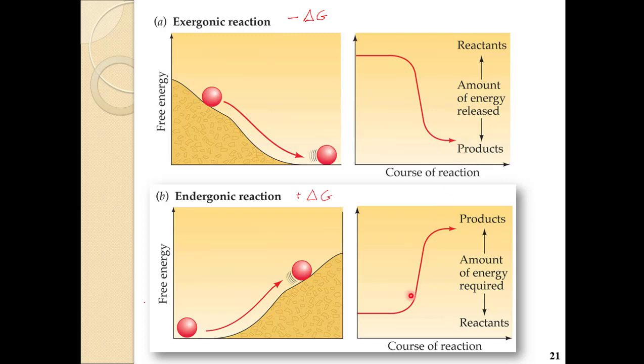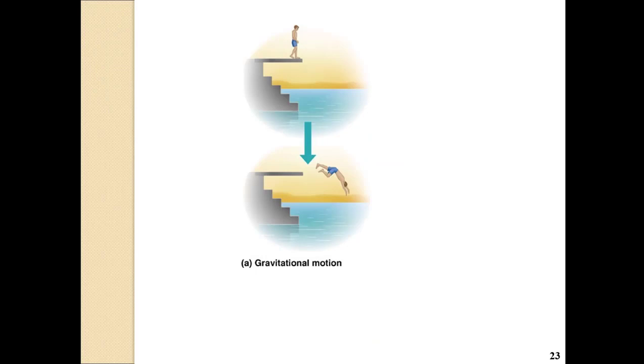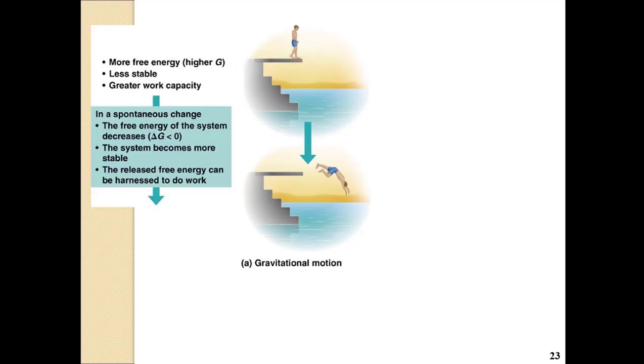All right, here's another example of this. So imagine that we have a high diver here. He's on his diving board. He has stored energy right now, so he has a higher free energy, but it's not as stable. When he jumps off, he releases all that energy and then eventually moves to a lower energy state when he enters the water and gets to completion down here.